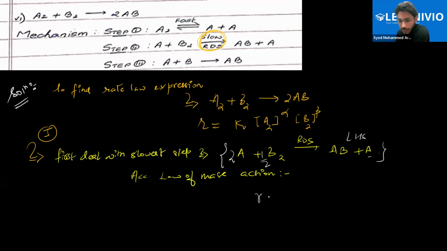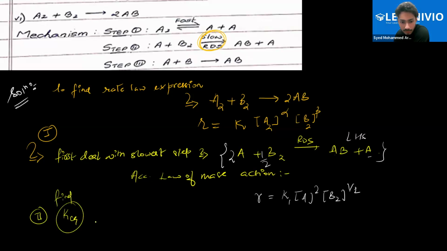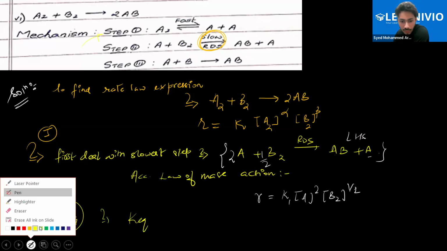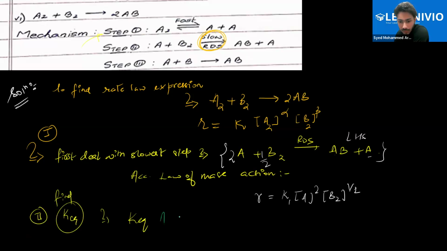So now I need to write the law of mass action: k1 multiplied by A to the power of 2, B2 to the power of half. Correct. Now the next step is to deal with the equilibrium. Go and find k equilibrium. For the k equilibrium, I have to go to the step where the equilibrium sign is there. If you see, the equilibrium sign is there in this first step.